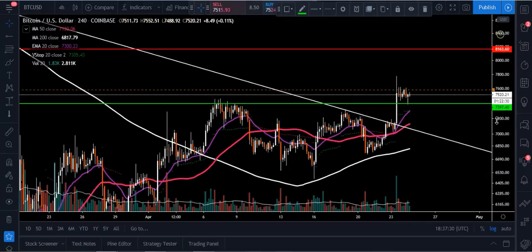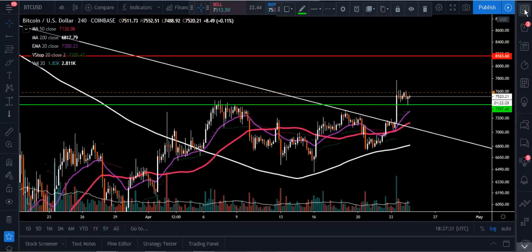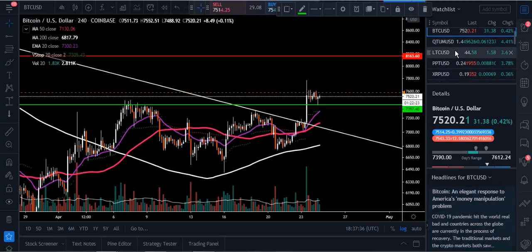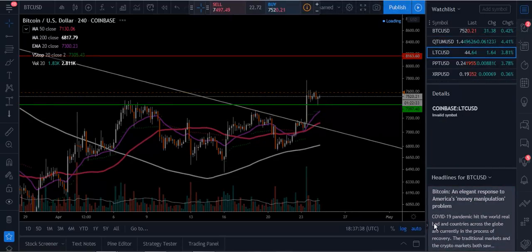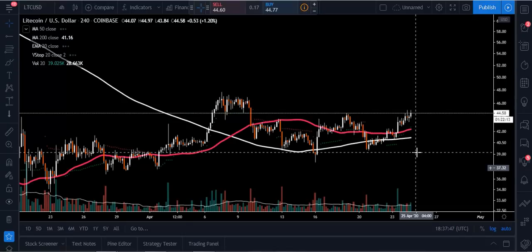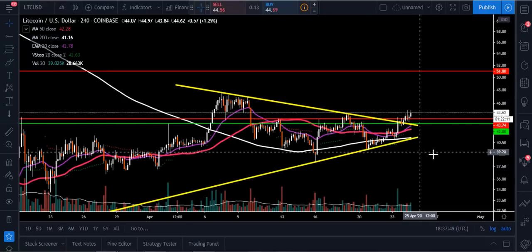So next we're going to get into Litecoin. That's Bitcoin. Remember, everything's basically going to be based off Bitcoin at this moment. I believe what Bitcoin's going to do, the other coins are going to do as well. So that's what I'm looking at. And let's take a look at Litecoin. We are at $44.58 right now. We are up 3.67%.